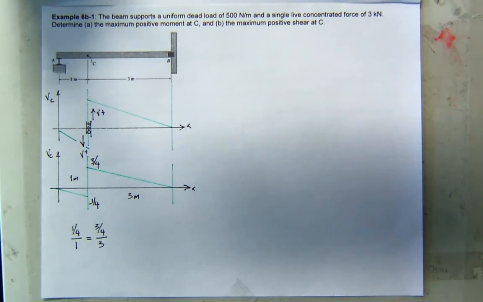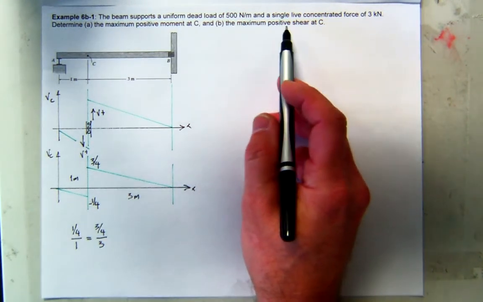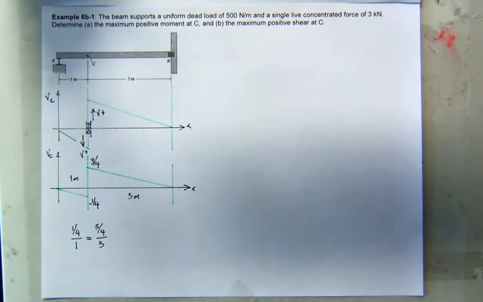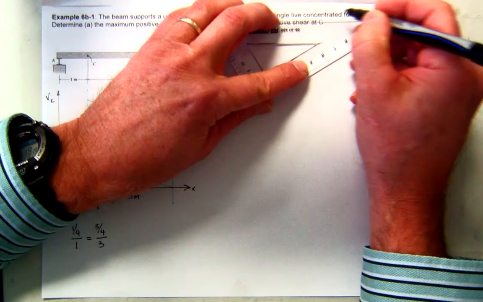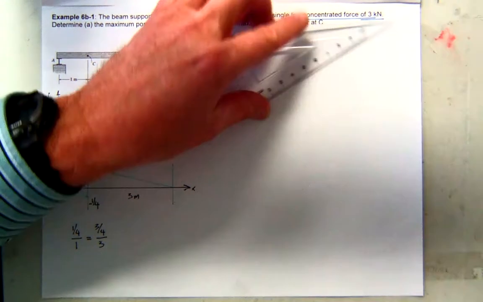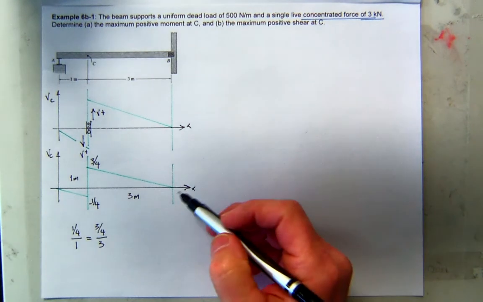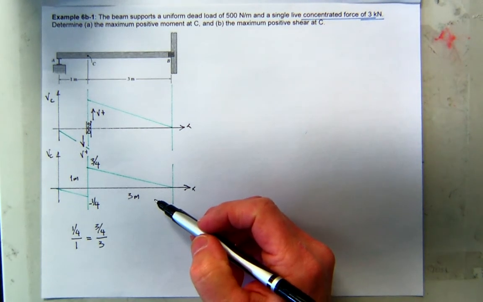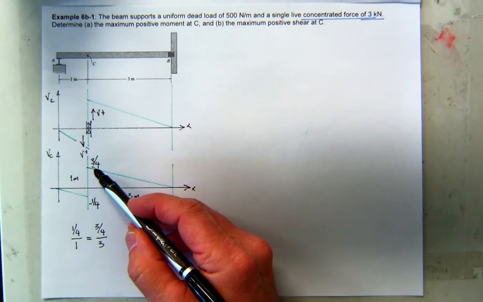Some questions about that? So now we have the influence line, we just answered the problem. The problem says I want the maximum positive shear. So where do I put my 3 kilonewton concentrated live load to create the maximum positive shear? Well, where's the maximum positive ordinate on the curve? Right there at 3/4, just to the right of C.